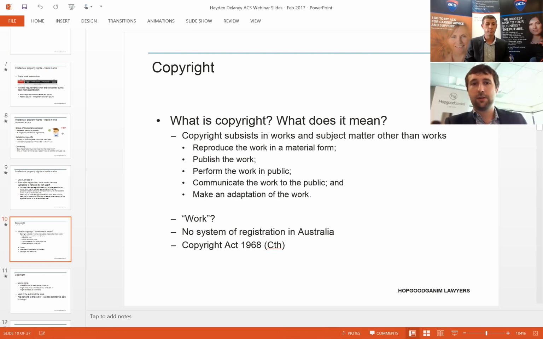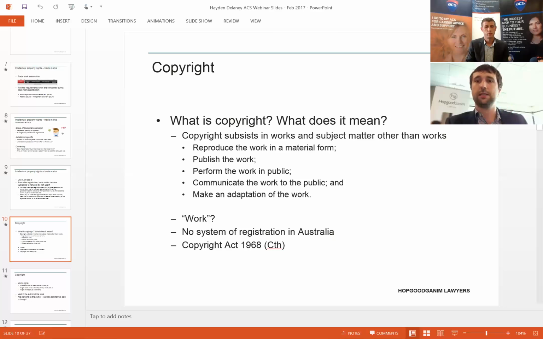Okay, moving on to copyright. So copyright's another different category of intellectual property right. Okay, we've been through trademarks. We understand what that protects. Copyright, as I said before, it's an unregistered right. You don't need to go and register it in Australia. And it's there automatically on creation when you have an idea and you reduce it to a material form.